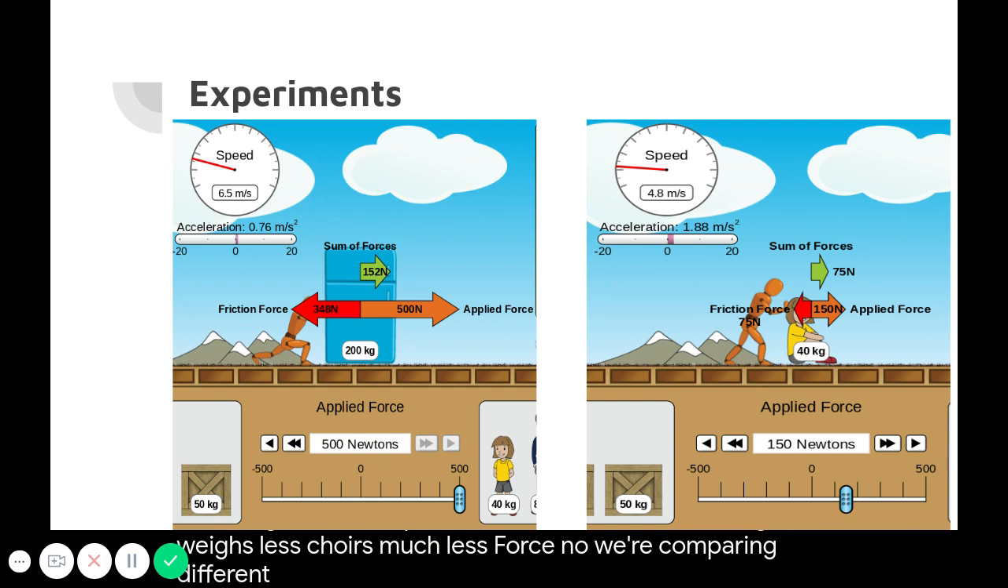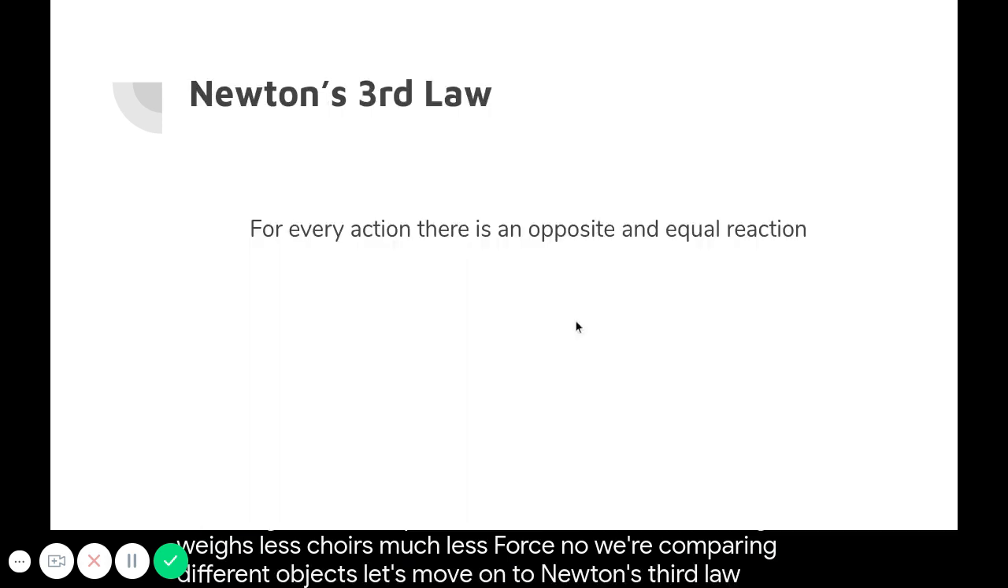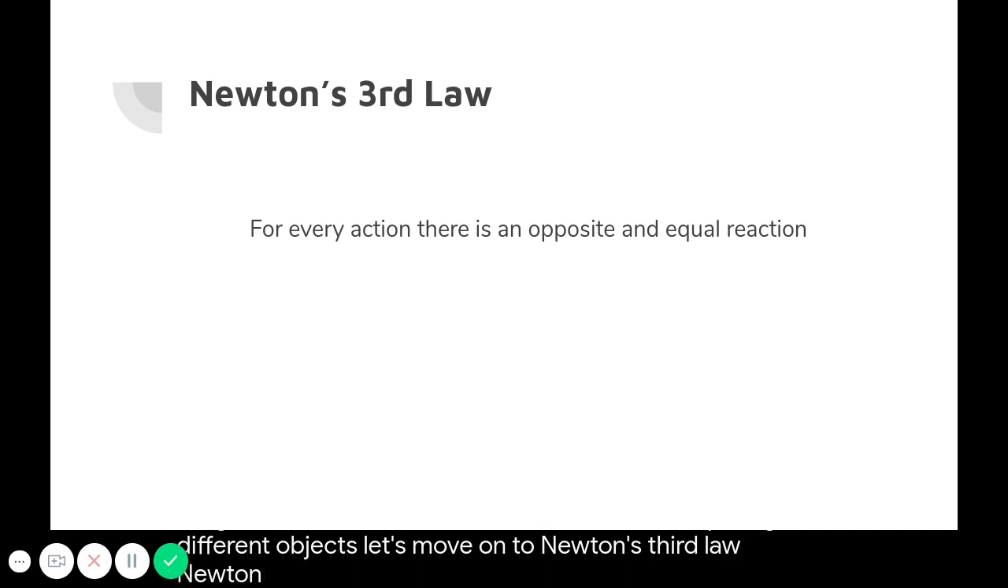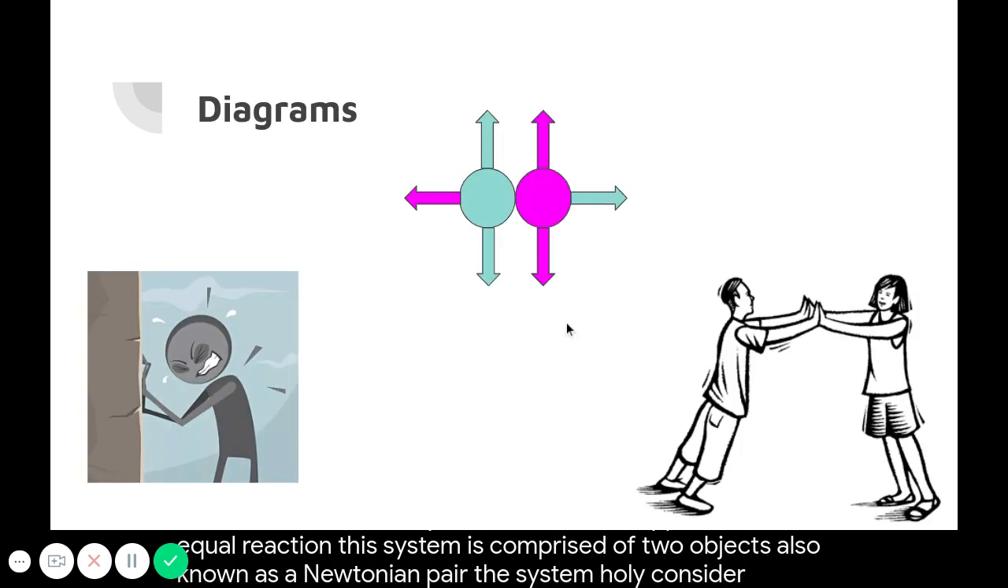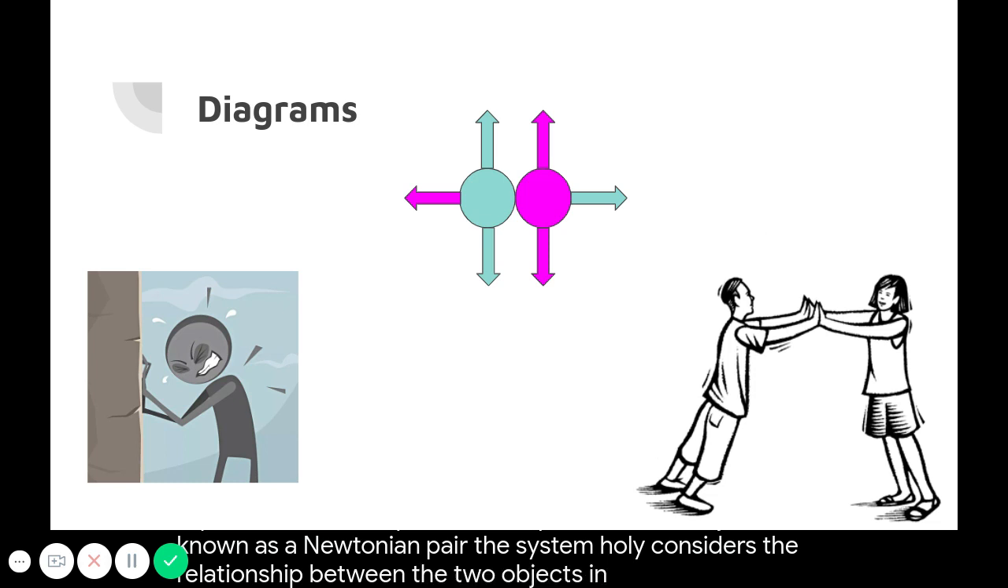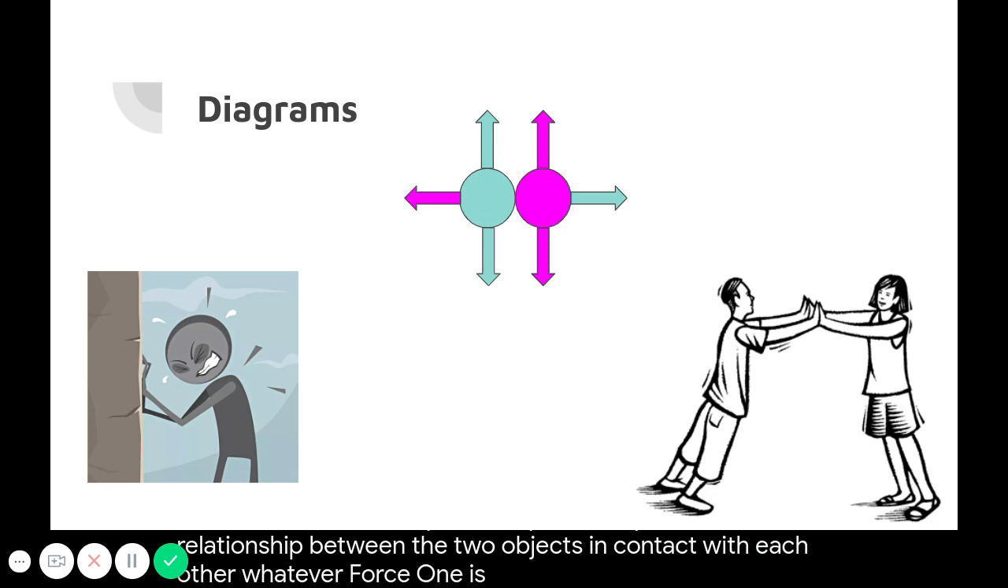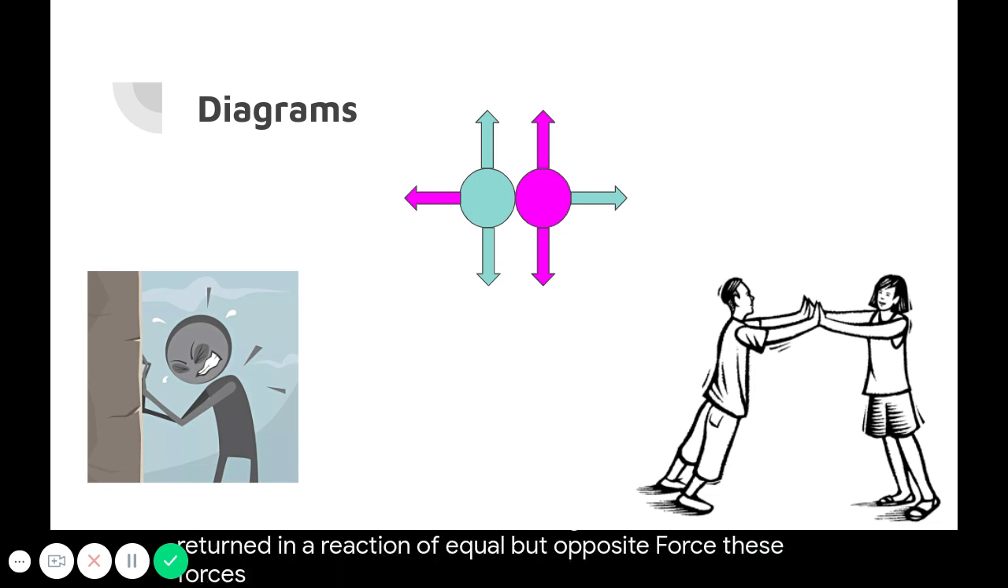Newton's third law says that for every action there is an opposite and equal reaction. This system is comprised of two objects, also known as a Newtonian pair. The system wholly considers the relationship between the two objects in contact with each other. Whatever force one is exerting on the other will be returned in a reaction of equal but opposite force. These cancel each other out. We have to look at the pair of objects together in order to show these forces.